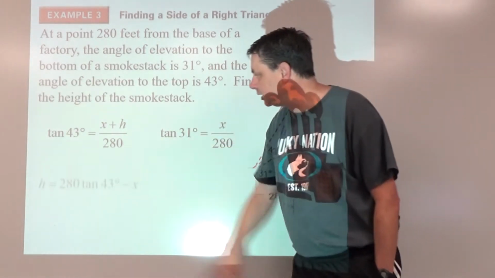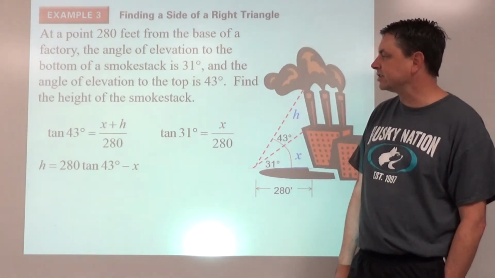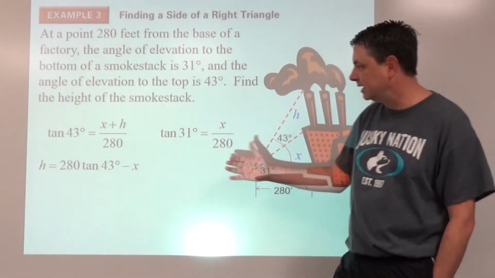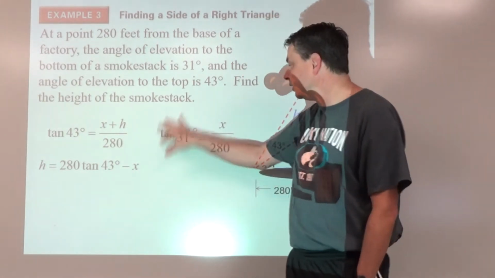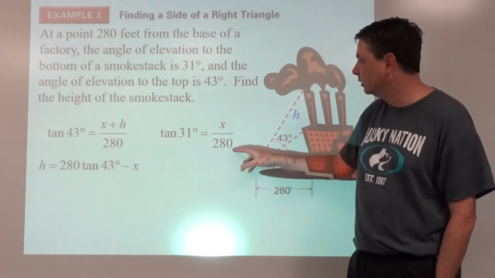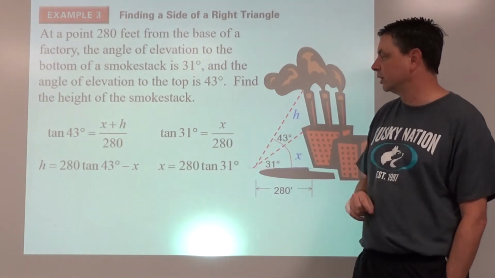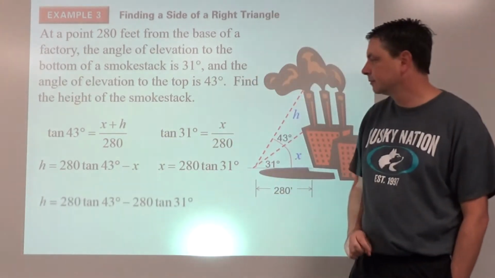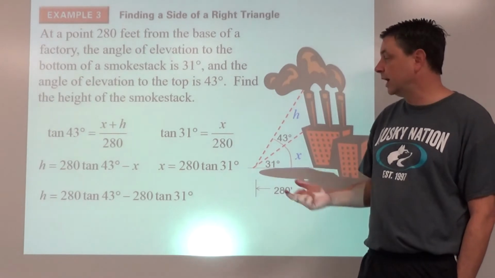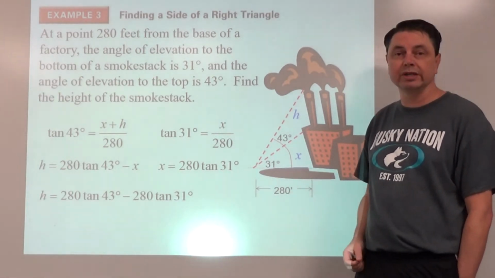So if we solve here, multiply both sides by 280 and then subtract the x, we get our height as a function of x. So we're going to need to know what x is. I think we can get the x from over here though. x would be 280 times the tangent of 31 degrees. So if we replace that here, the height would be 280 tangent 43 degrees minus 280 tangent 31 degrees.